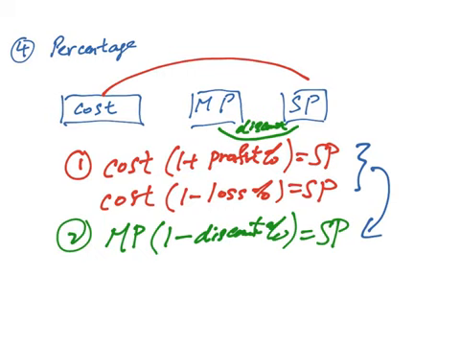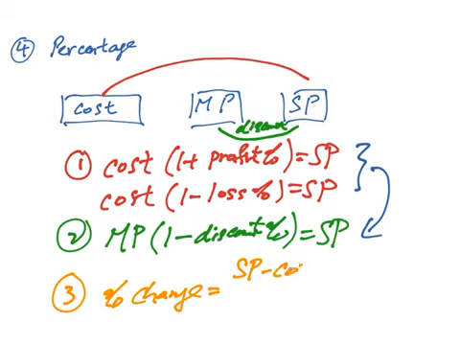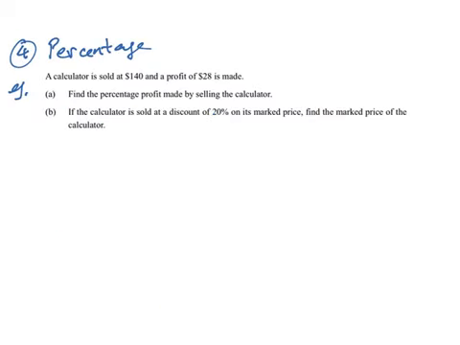Next, the third one is about the percentage change. We'll use the selling price minus the cost, over the cost, times 100%. If the answer is positive, it is profit. If it's negative, then it is a loss. Let's see an example.